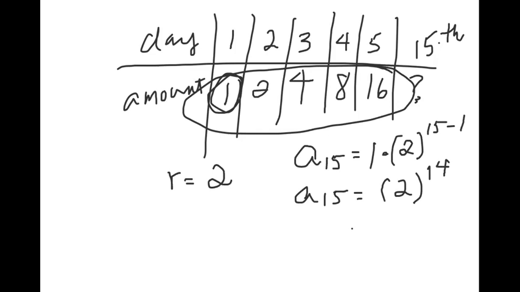So you go ahead and plug that into your calculator, guys. 2 to the 14th power. So on the 15th day, this person will have a whopping total of 16,384. I'm just copying this from my book here. So this reflects $16,384, guys. That's a geometric sequence, guys.